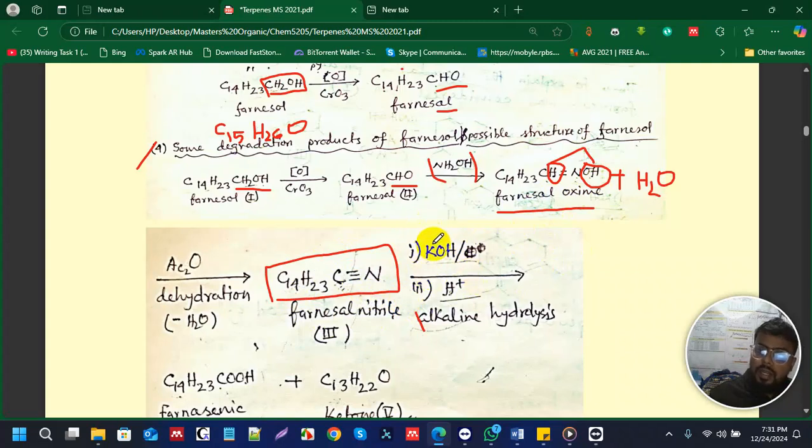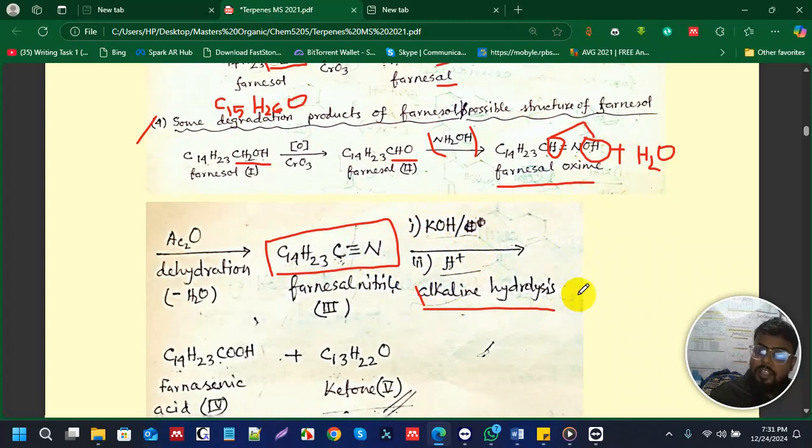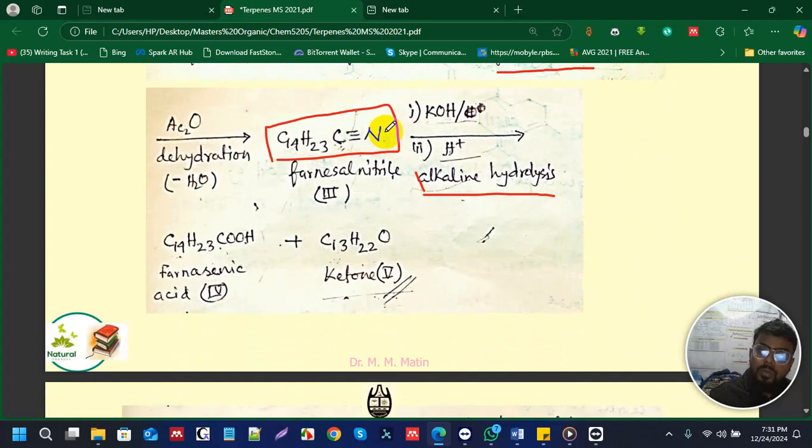When you do it in the presence of potassium hydroxide and H plus, when you do alkaline hydrolysis, then the carbon triple bond N will be converted into COOH, and C14H23 will be as usual. That is called farnesic acid, and the remaining portion will be converted into C13H22O. That means when you assume two moles of farnesyl nitrile, then obviously one mole will be converted into farnesic acid, and another mole will be converted into C13H22O.